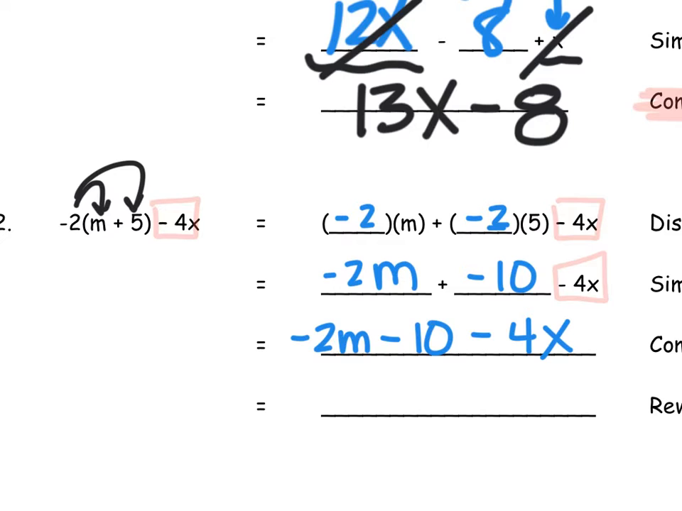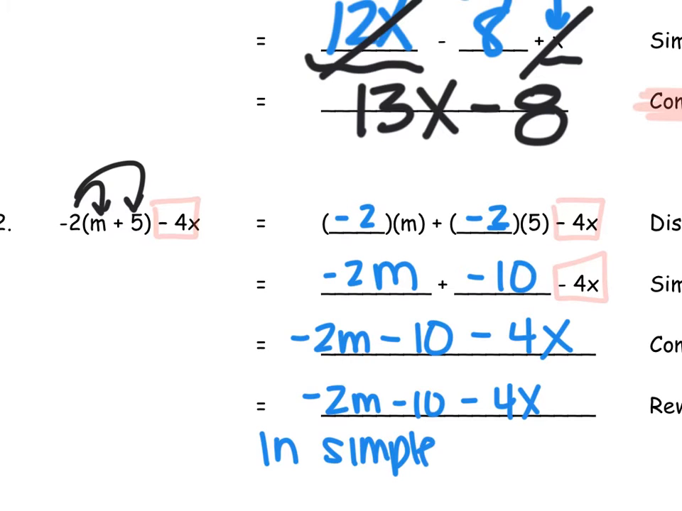Okay. You will see, can we combine any of these terms or are any of them alike? We have a 2m, a negative 10, and a negative 4x. No, none of them are like terms, so we just rewrite it because it's in its simplest form. And let's write that in. Simplest form.